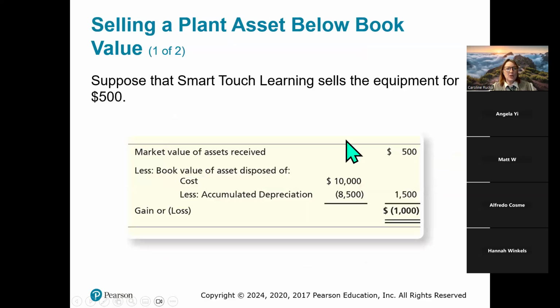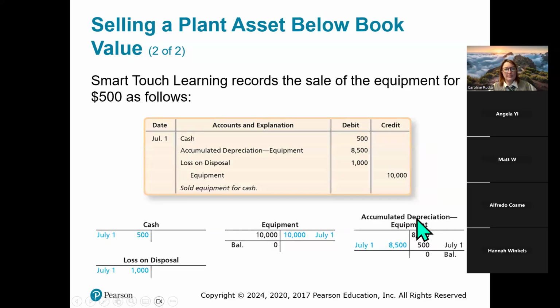Okay? So what if we only sold the equipment for $500? So the equipment's on our books being worth 1,500, but we only get 500. So we're going to put it on our books as a $1,000 loss. Again, our accumulated depreciation and our equipment values are going to be the same. We only got $500 cash though. So to make these sides balance each other, we need to record a loss.